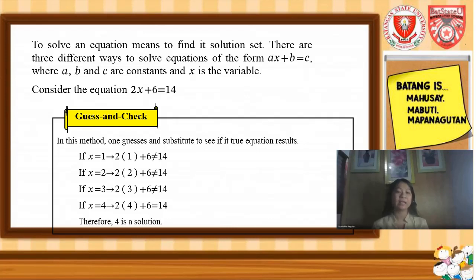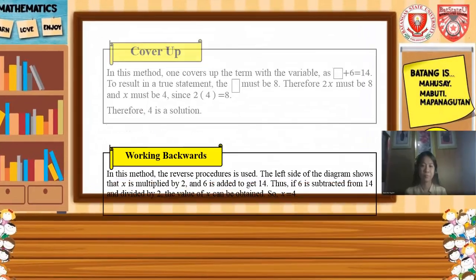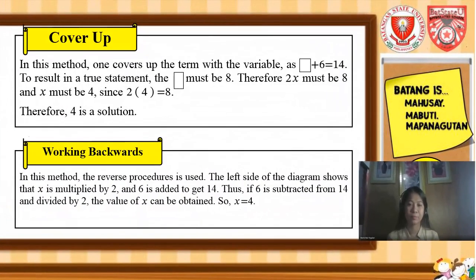So let us try x is equal to 4. 2 times 4 is equal to 8, plus 6 is equal to 14. Therefore, we have guessed that x is equal to 4. Therefore, 4 is the solution. Another method is cover up.